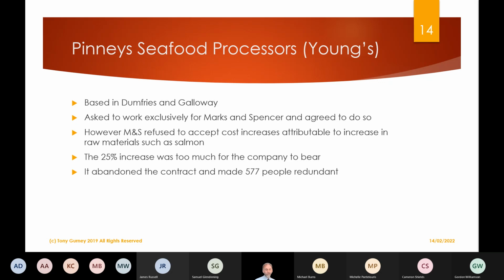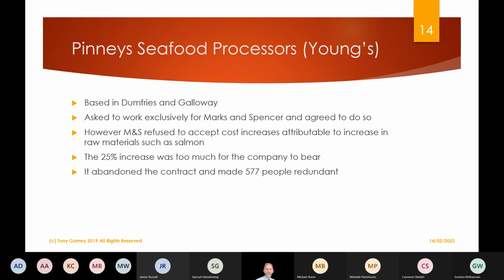What they'd done was they'd got orders, as businesses need to do. They had got orders from people who wanted to buy their products and their seafood processors, so it was prawns and salmon and stuff. And one of their customers was Marks and Spencer. Now, it so happened that the cost of seafood, the raw materials, increased quite a lot, 25%. Now, that's a lot of money.